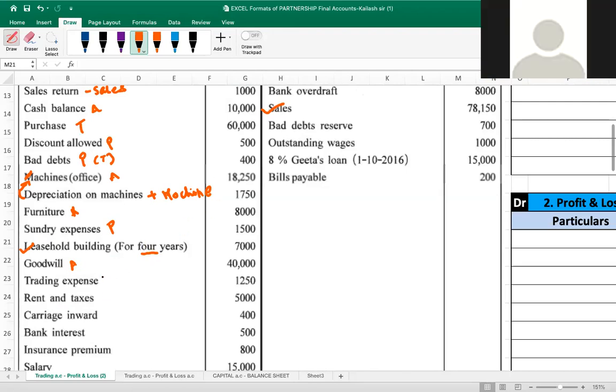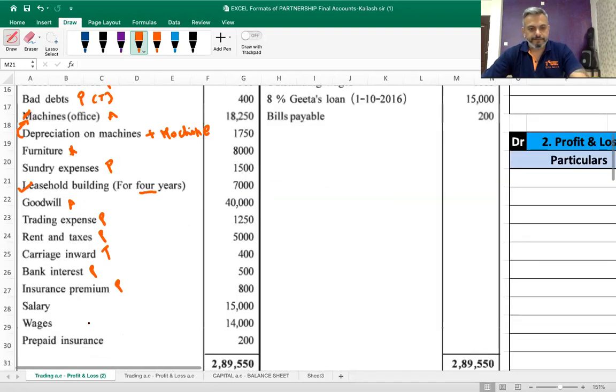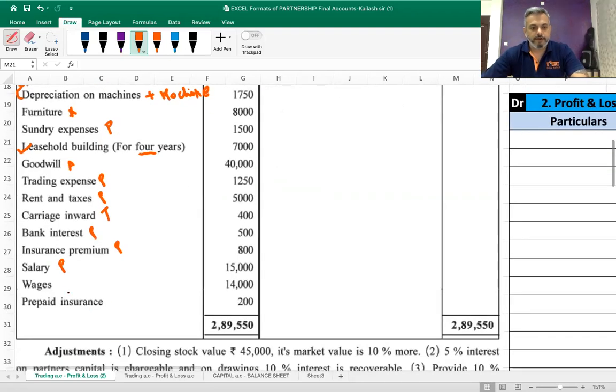Profit and loss. Yes, very good. Trading expense will go to profit and loss. Rent and taxes, profit and loss. Carriage inward, trading. Bank interest, profit and loss. Insurance premium, profit and loss. Salary, profit and loss. Wages, trading.